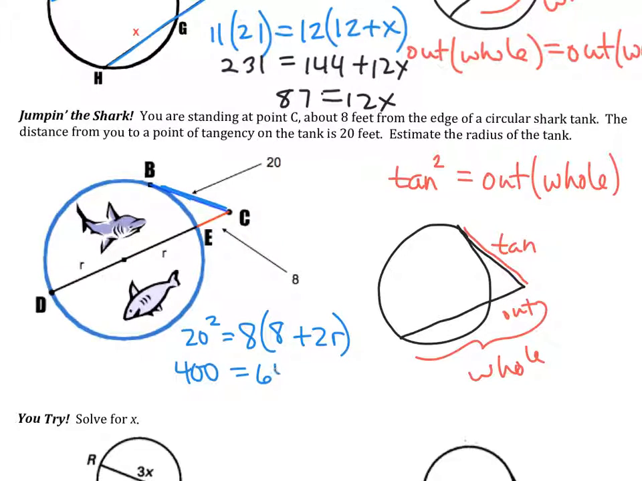So that says 400 is equal to 64 plus 16R. Subtract the 64, divide by 16. Tell me what you get. Chris has 21. Asil has 21. 21.